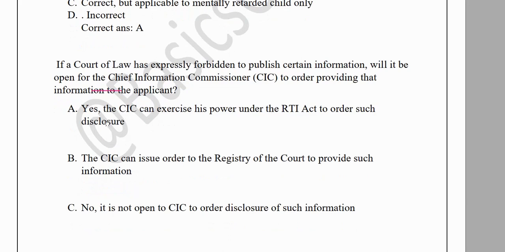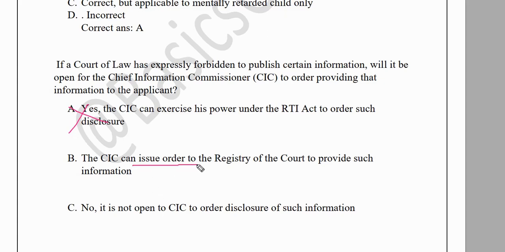Now let us see one by one. Yes, the CIC can exercise its power under the RTI Act to order such disclosure, which means the CIC can go against the order of the court of law, and after that you can publish the information. Will it be true? Once the court has said, we can't do anything, only an appeal can be done, and only after the verdict can we do anything. So you can eliminate A.